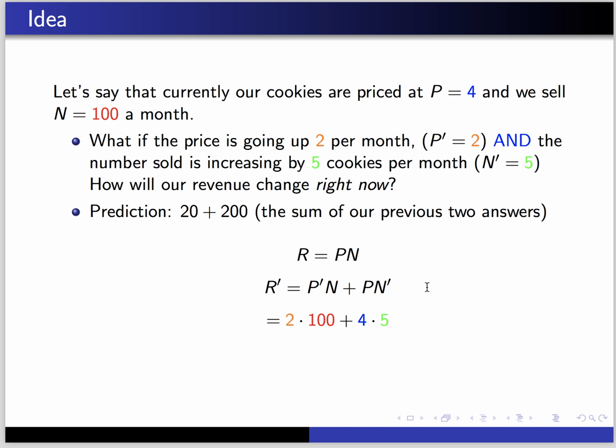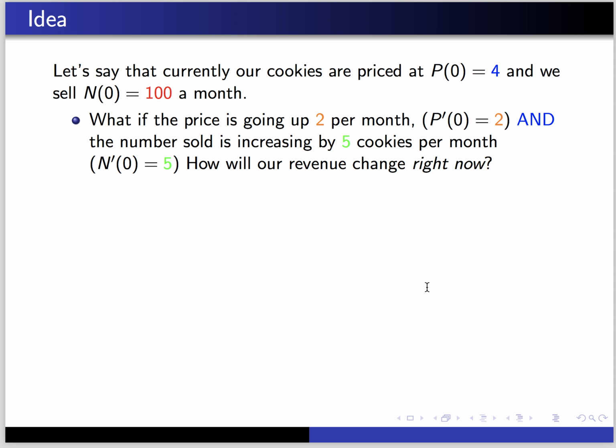On the next slide, I'm just going to do it in one more way that should feel a little bit more satisfying, right? I've added a little bit in this slide. It's the same slide as before, except I've emphasized this word currently, right? So currently our cookies are priced at $4 and we sell 100 a month. So I've thought of this function P, our price function, as really a function that changes, right? At this point in time, at time 0, they're $4. And right now the number we're selling is 100 a month.